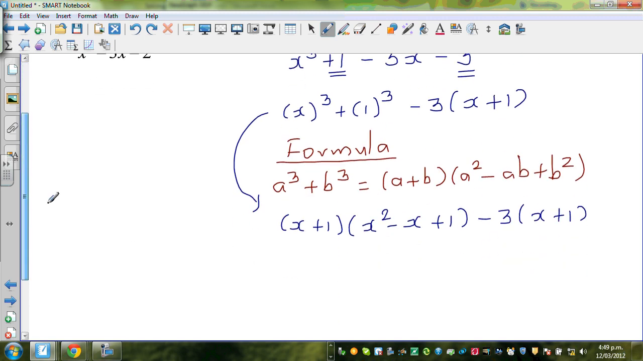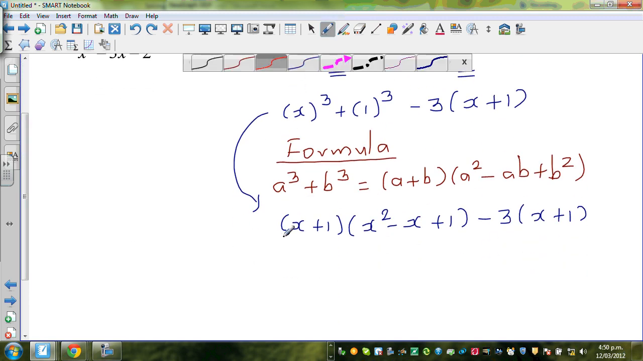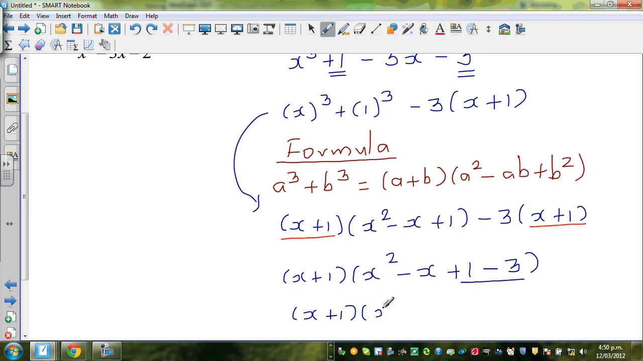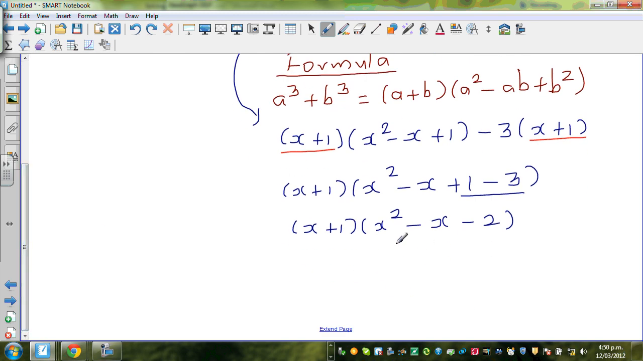Okay, so now what is common? You can factor out this bracket x plus 1. If you factor that out, you have x plus 1 times x squared minus x plus 1 minus 3. So you can simplify this too. So this is x plus 1 times x squared minus x minus 2. Okay, now what can we do? We can factorize this, putting them in brackets.